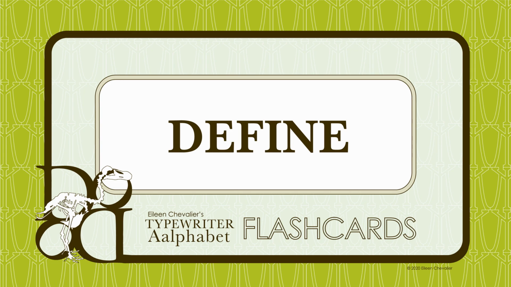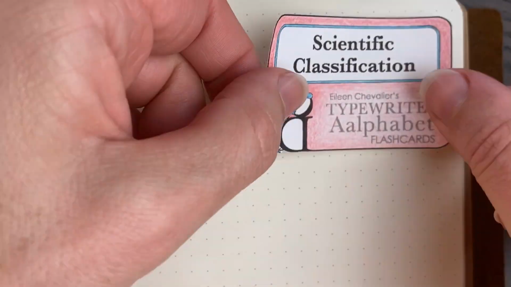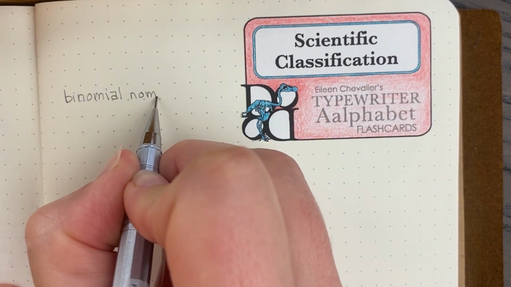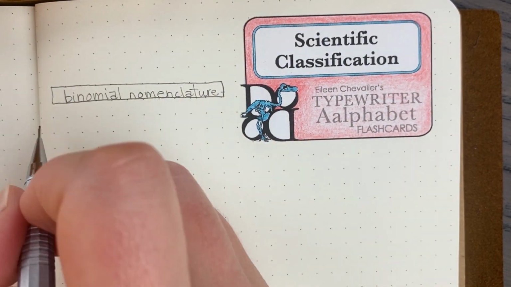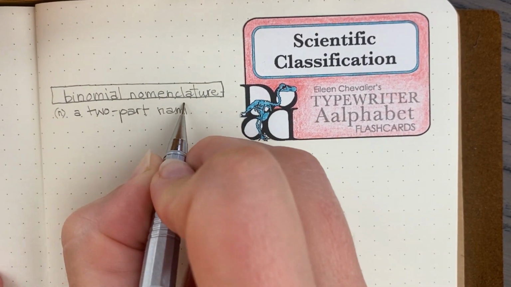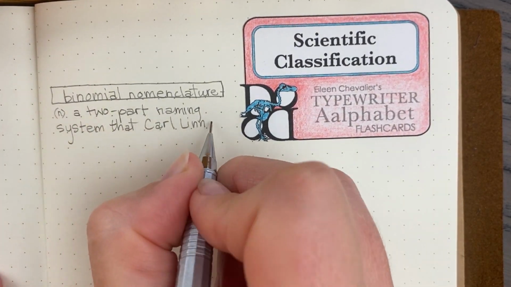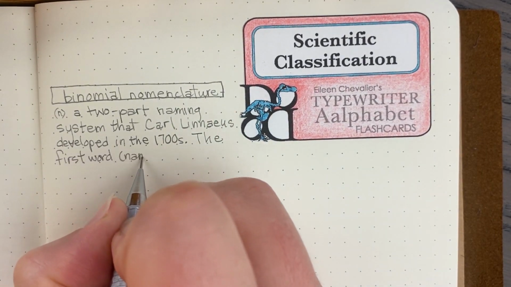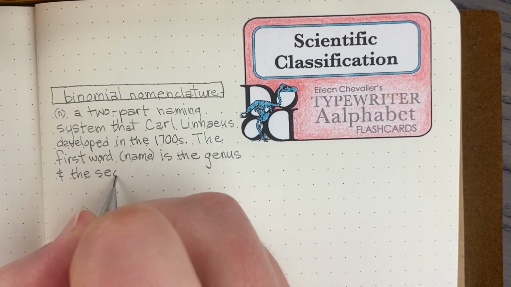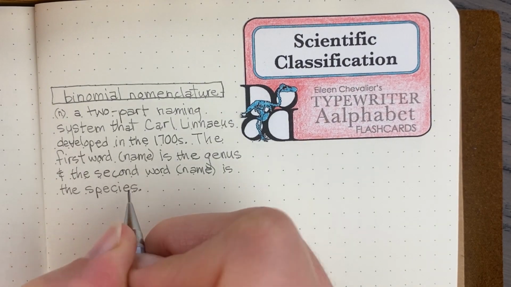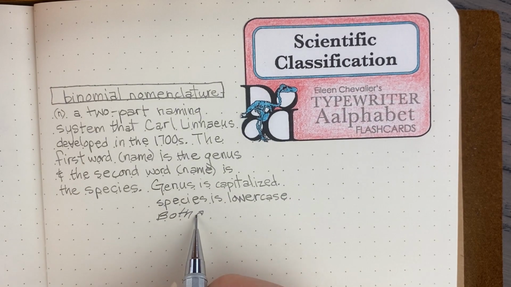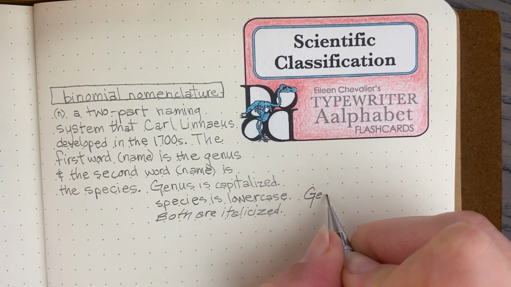So get out your journals now, and we're going to do just one definition today. It's a little bit of a long definition though. So binomial nomenclature is a 2-part naming system that Carl Linnaeus developed in the 1700s. The first word is the genus and the second is the species. Genus is capitalized, species is lowercase, both are italicized.